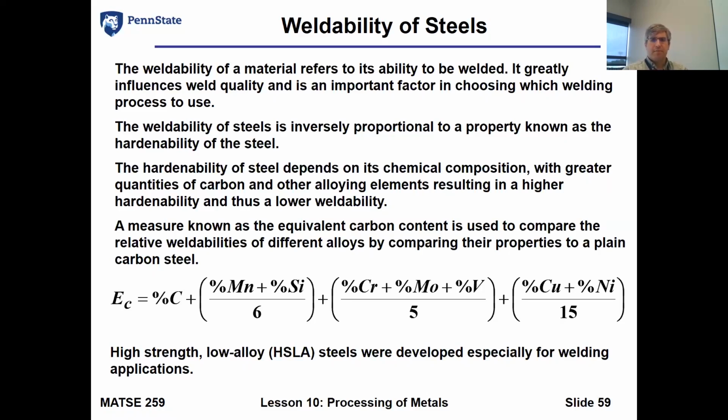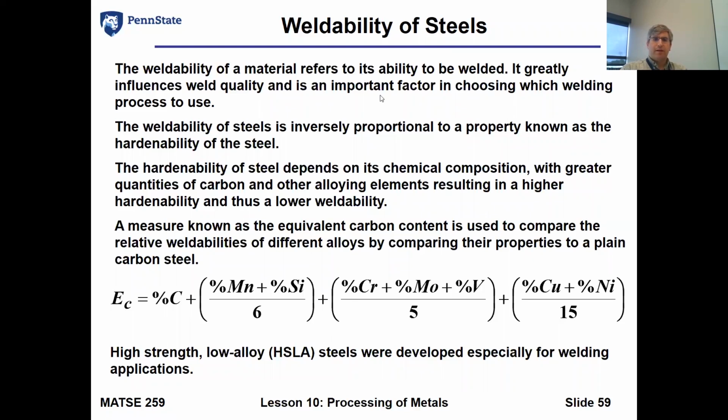So hardenability, we know, depends on composition. If we have higher hardenability, we tend to have lower weldability. And so what we want to try to do is minimize this carbon equivalent. The lower the carbon equivalent, the higher the weldability and the more weldable that steel alloy is. So remember that. You may be asked on the exam that's coming up: if I have 2 steels, which one is more weldable? The one with the lower carbon equivalent is going to be more weldable.